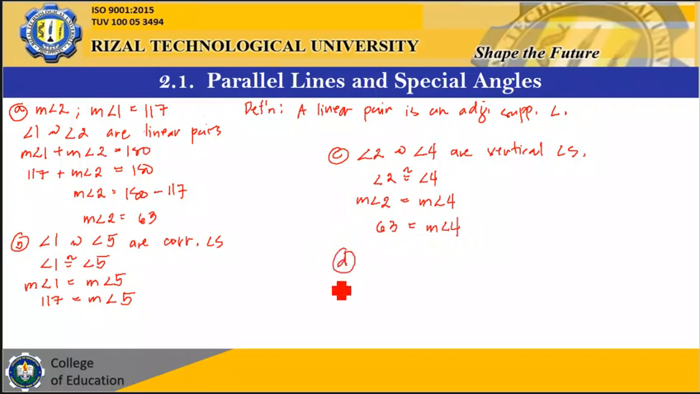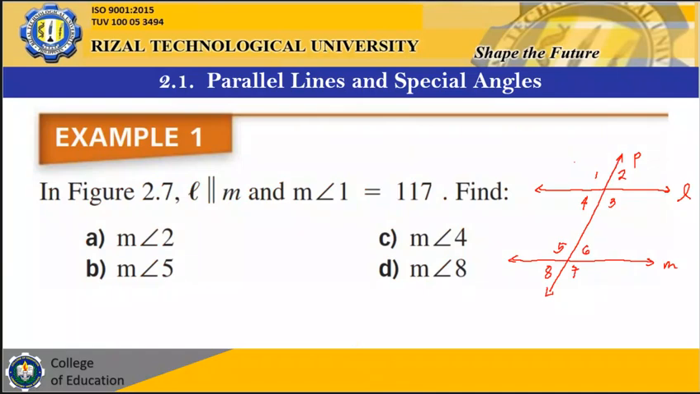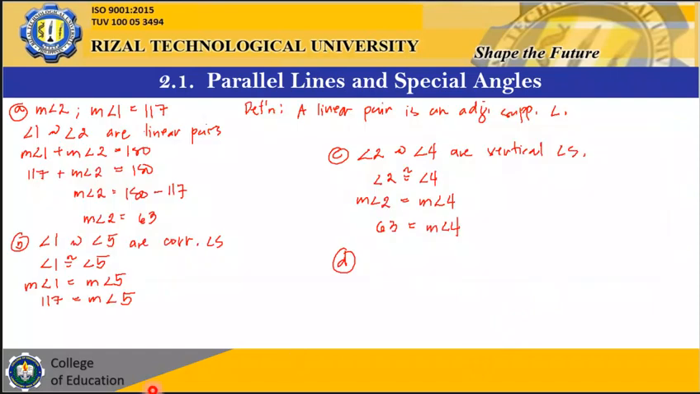And finally, for letter D, notice that angle 4 and angle 8 are corresponding angles. So since they are corresponding angles, angle 4 and angle 8 are corresponding angles.